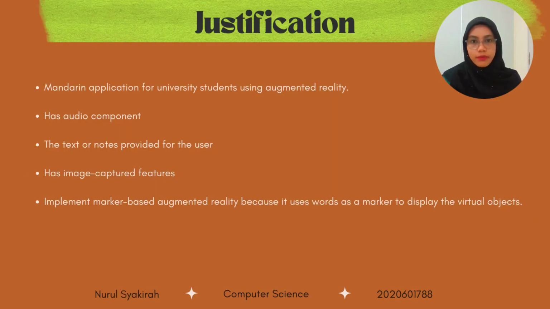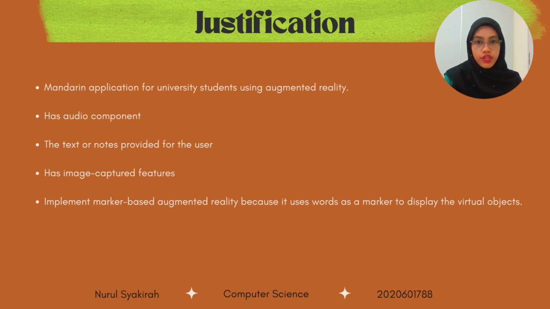So this is the last subtopic for chapter 2. This is the justification for the Mandarin application for university students using augmented reality. The goal of this project is to create a mobile application for learning Mandarin that is appropriate for degree students, as it follows the curriculum for the UiTM bachelor course.